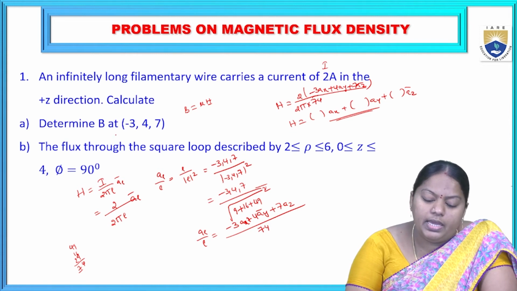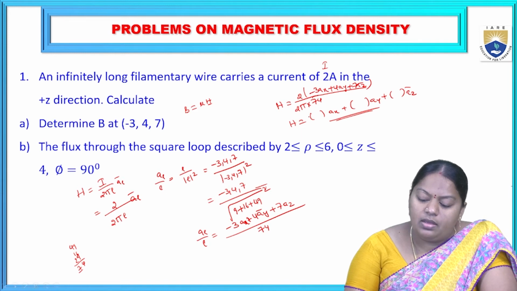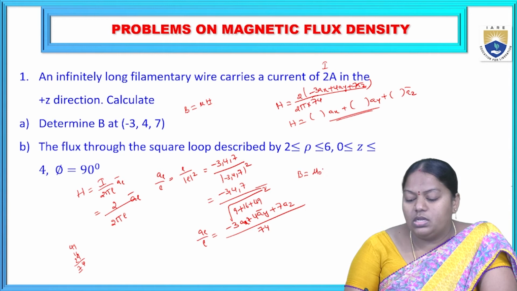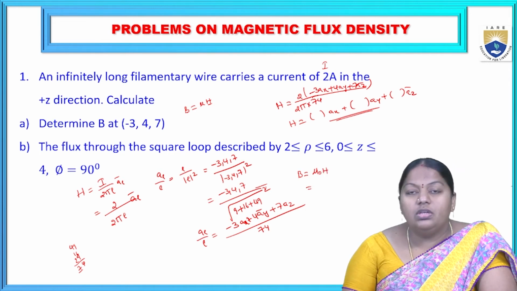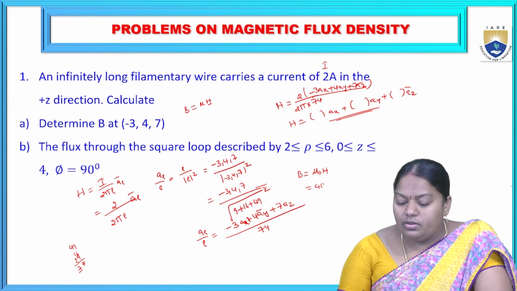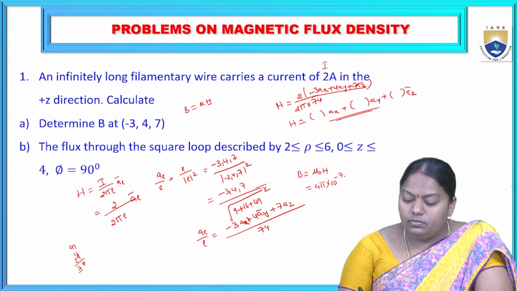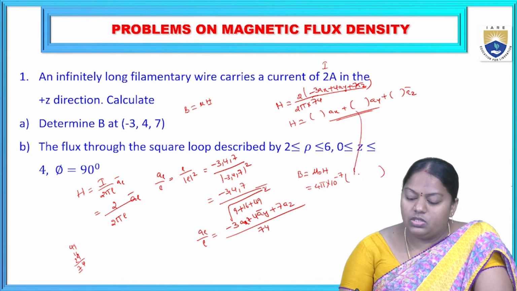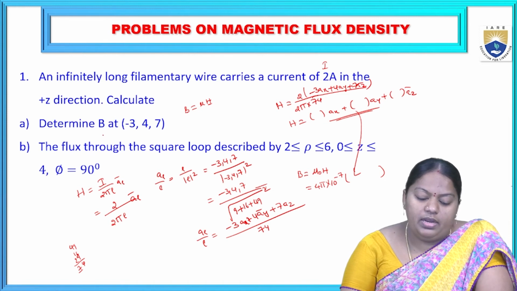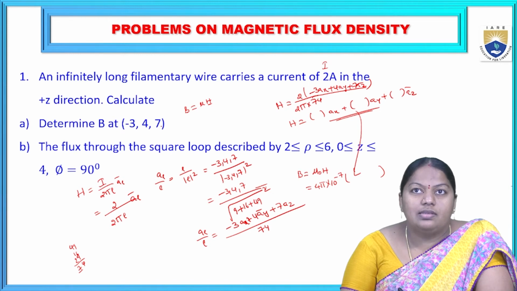Now to determine B, once H is obtained, from this we are going to evaluate the B value, that is mu naught into H. As we know, mu naught is the free space permeability and its value is 4 pi into 10 power minus 7, into H. Right? This is the way we evaluate B at (-3, 4, 7).